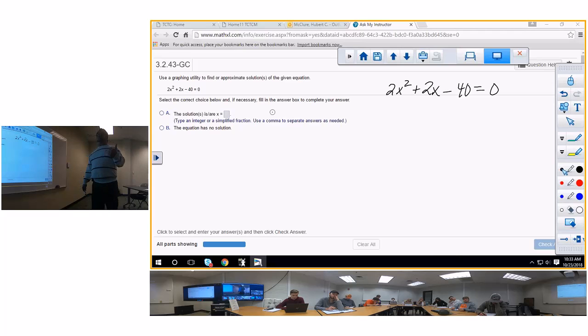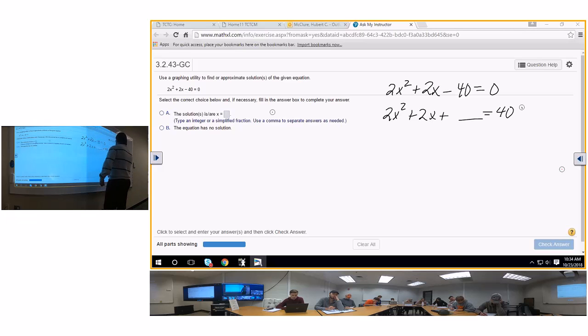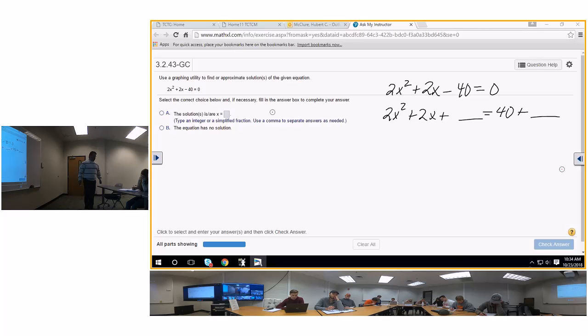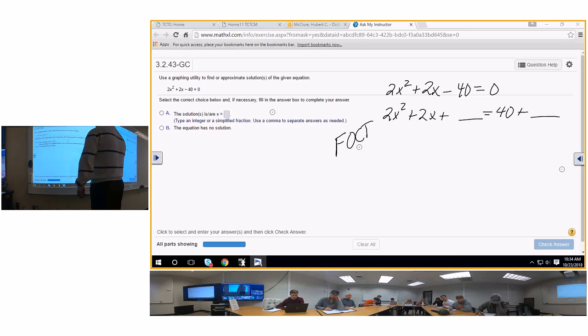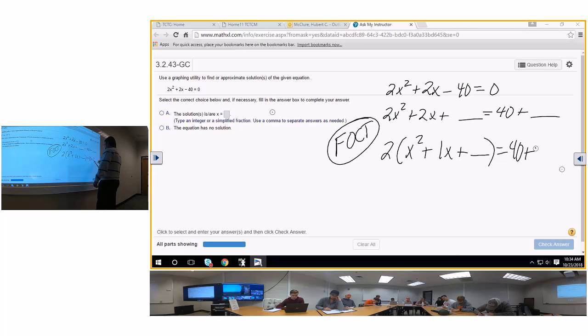I guarantee if you're going into business and economics, you're going to be using it, unless you just want to suck at it. So, 2x squared plus 2x plus blank is equal to 40 plus blank. Now, what am I going to do to get rid of that 2 in the front? Factor it out. I'm going to factor out 2, and that's going to give you x squared plus 1x plus blank is equal to 40 plus 2 times blank.